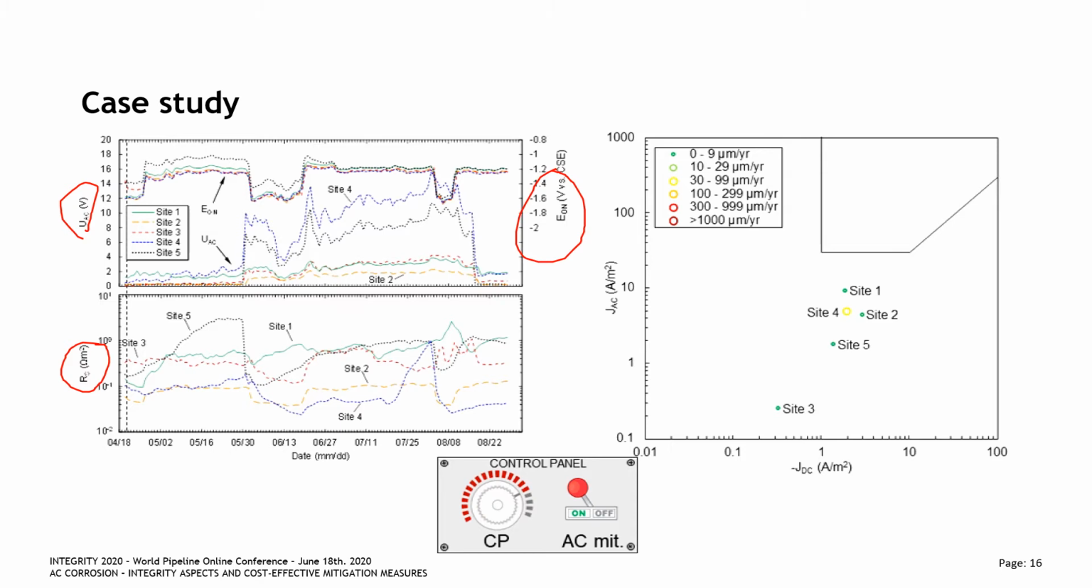Now, on this pipeline, we were given 2 options. The pipeline already had AC mitigation installed. We were able to switch this system on or off, and we were also allowed to play with the cathodic protection level, from high being negative 1.6 volts and low being around negative 1.2 volts.